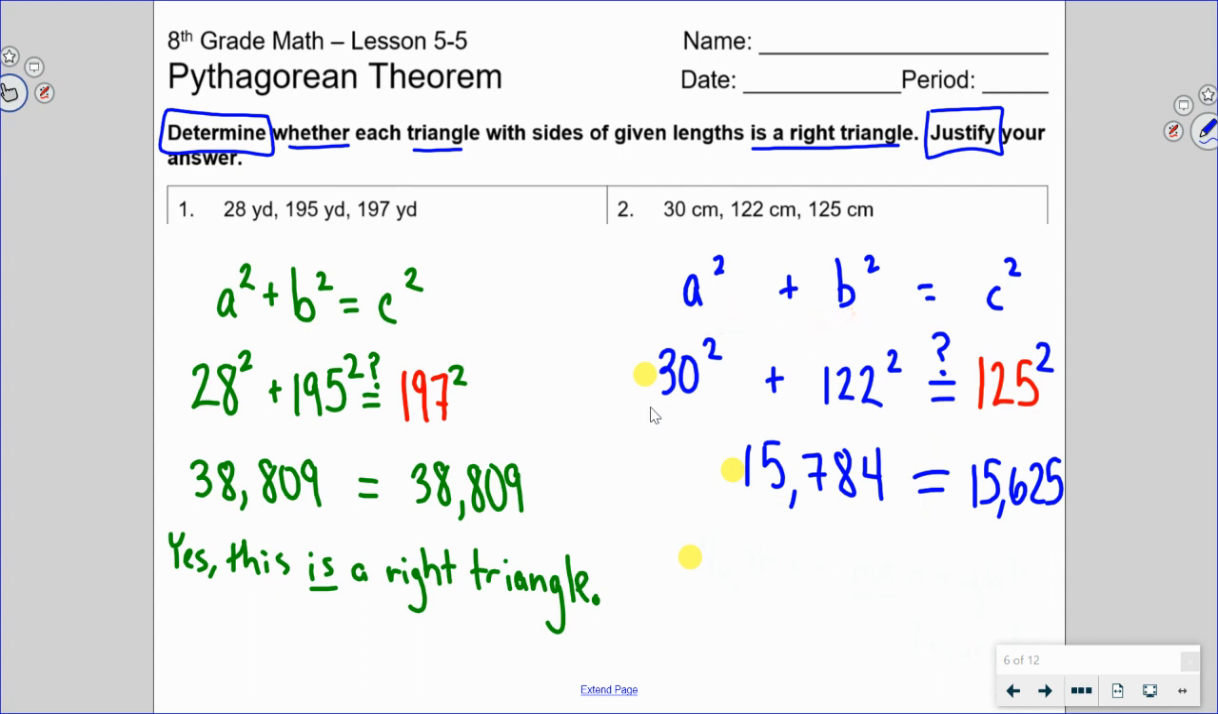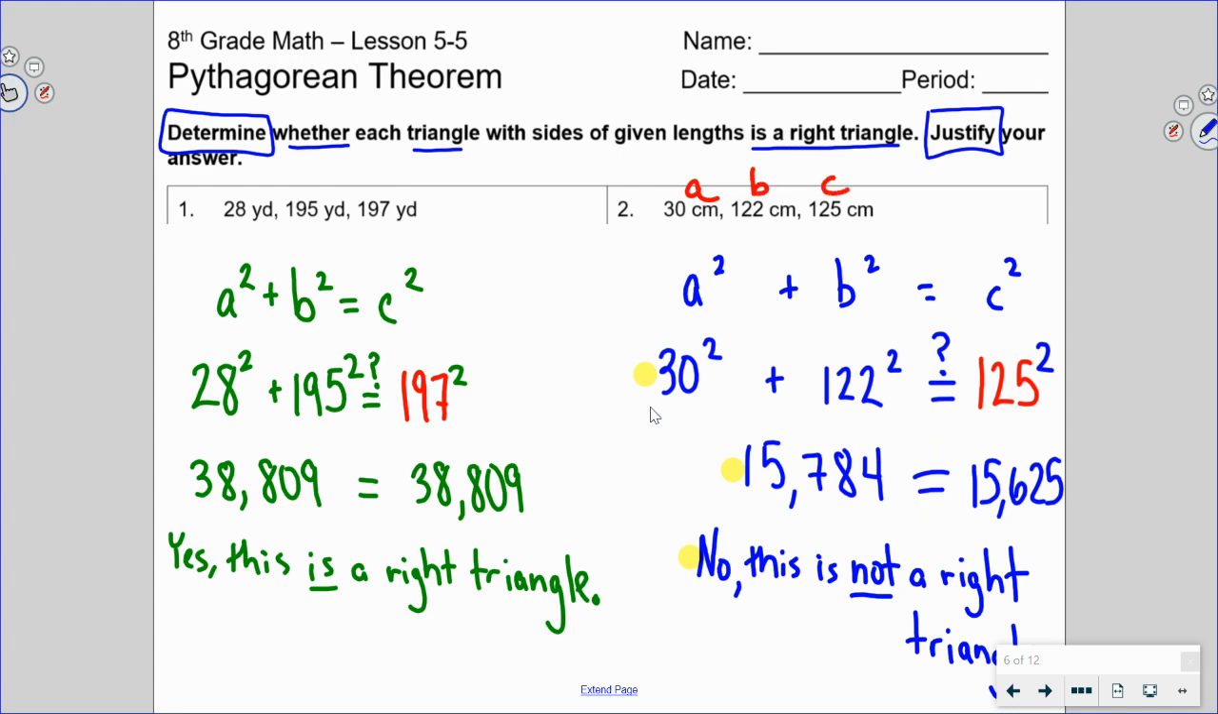125 squared is 15,000. So wait a second, that is false. That is not equal. And therefore, our answer is no, this is not a right triangle. Now, as you continue on, I would encourage you to actually label your numbers before you substitute in and pay special attention to which number you put in for the C value. That's all I'm going to say.